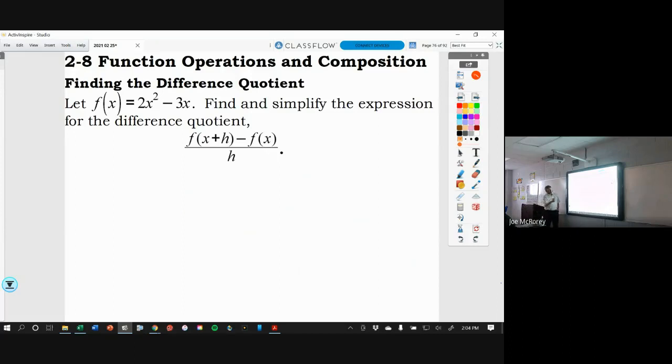So the way I do it is I start off by finding what is f of x plus h. What does that mean? Well, that means take the function, and anywhere there's an x, you replace it with x plus h. So my function is 2 times x plus h squared minus 3 times x plus h.